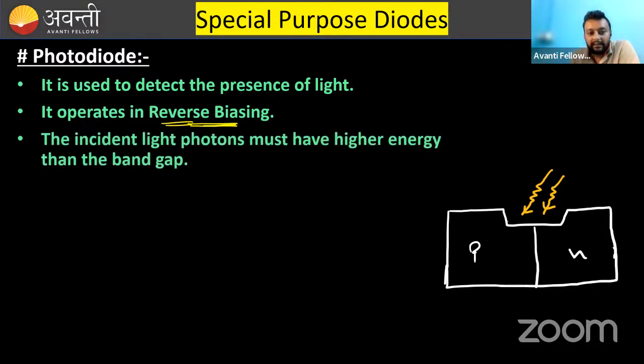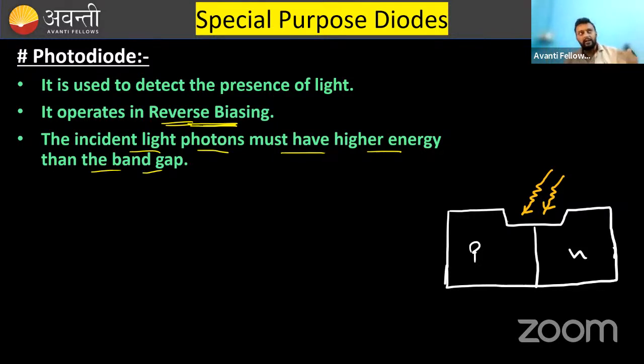Next point. The incident light photons must have higher energy than the band gap. Now, this point you will not remember. I will tell you how to remember that. What will happen actually. Till now, what you know, that in reverse biasing, there is a very small amount of current. Clear? In reverse biasing, there is a very small amount of current, and that current is due to minority charge carriers. Till now, every point is clear.